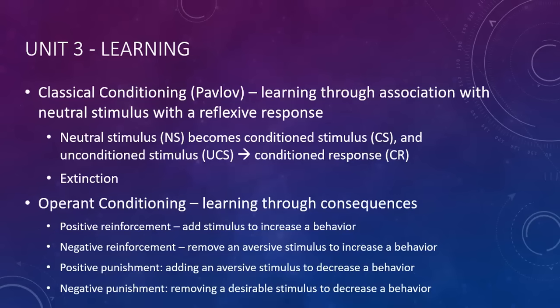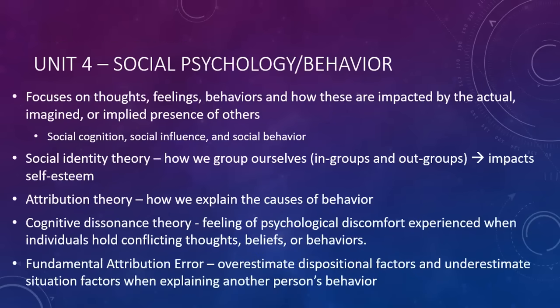We also have operant conditioning with respect to Skinner, and of course you're going to draw upon these various forms of reinforcement and punishment. Be familiar with those. All right, moving into Unit 4, we're talking about social psychology and behavior, focusing on thoughts, feelings, behaviors, and how these are impacted by the actual, imagined, or even implied presence of others: social cognition, social influence, social behavior. Be familiar with those terms.